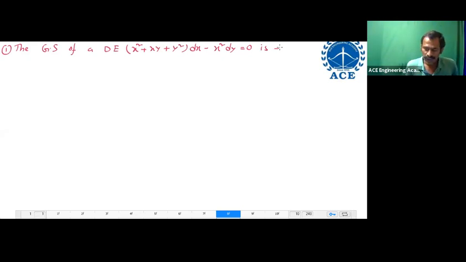Now all of you observe the question and check whether it is a first order first degree or not. If it is a first order first degree, is it in variable separable form or not? Check it out. Is it variable separable form or not? Check it.